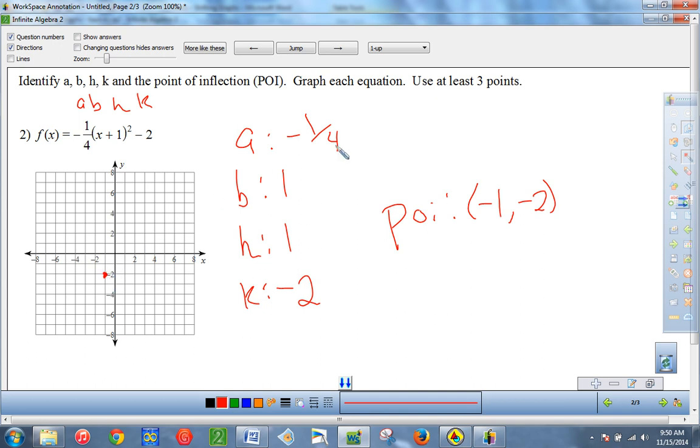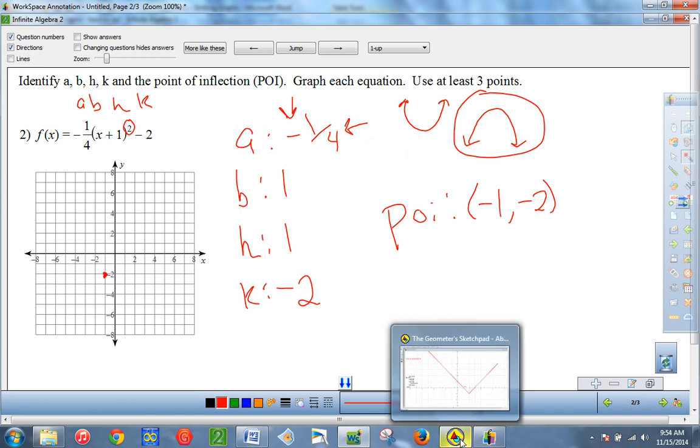Alright, now, it is a quadratic function, so we know that it's a U. And since A is negative, it needs to go upside down. Okay, so we're dealing with this scenario. And there is a vertical compression going on. That slope of 1/4 will widen our graph.